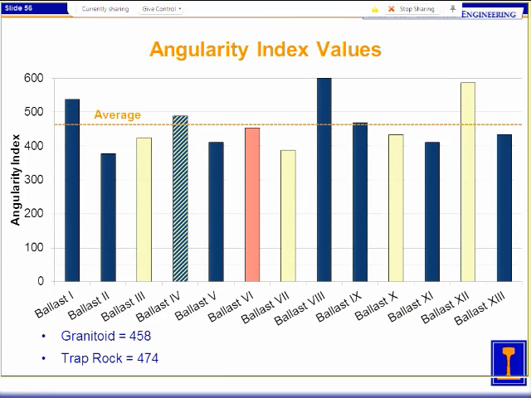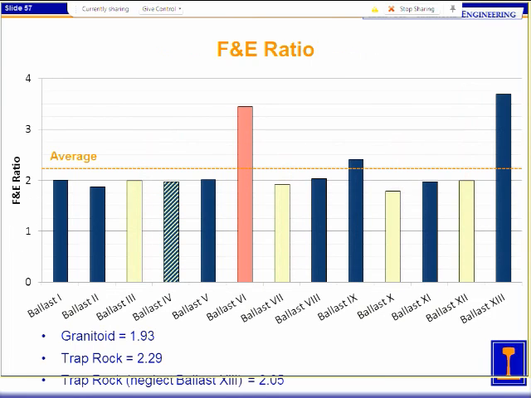And the trap rocks are showing a little higher angularity overall than the granites, but not too much, 474 versus 458. So that means, I guess, we're not seeing too much of a difference between the rock types and the angularity, which indicates that they're not necessarily crushing too much differently. F and E, we're seeing a little bit more variation, but not too much.